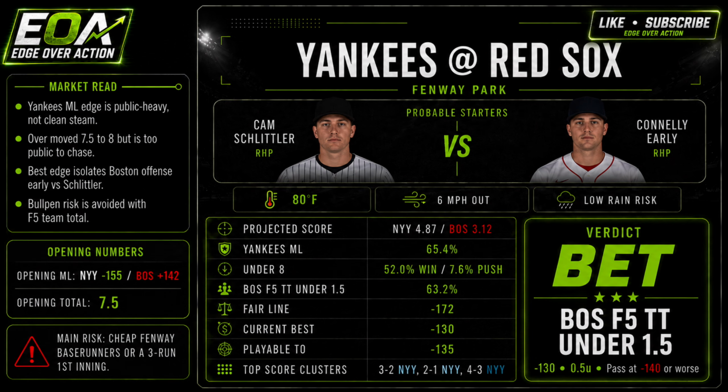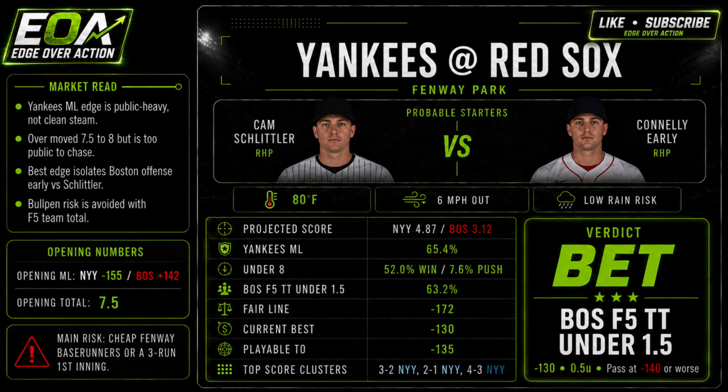All right, so like I said, I ran the model on these games. The first one that came up was Yankees at Red Sox. The market read is important here. The Yankees' money line was not clean, sharp steam. The Yankees had about 88% of the bets and 87% of the money, so the move toward New York was mostly public aligned. The total was even more suspicious. It opened around 7.5 and moved to 8 with about 90% of the bets and 89% of the money on the over. That's real movement, but it is also extremely public. I do not want to chase over 8 after the move.